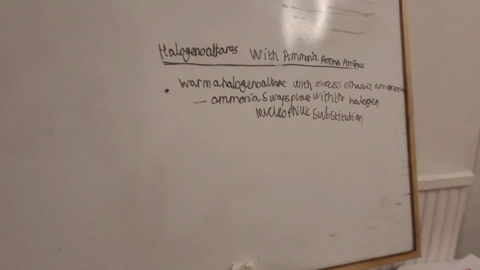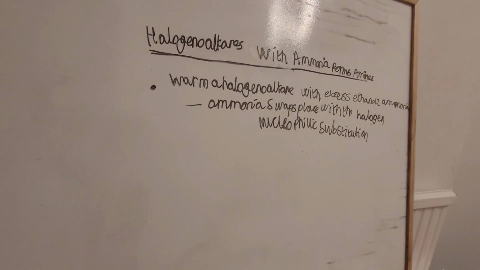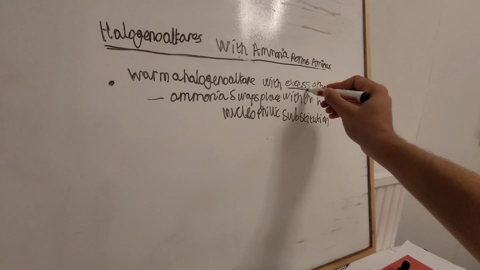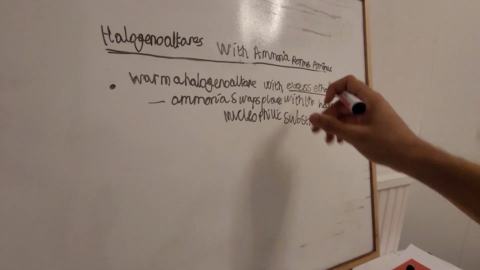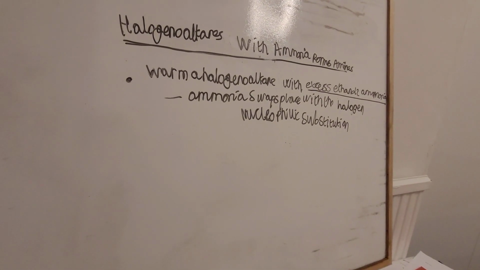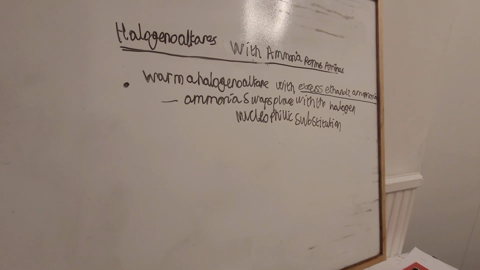Halogenoalkanes with ammonia forms amines. So we want to warm a halogenoalkane with excess ethanolic ammonia. This just means ammonia dissolved in ethanol and a lot of it, excess, and ammonia swaps place with the halogen. Again, it's an example of a nucleophilic substitution reaction.